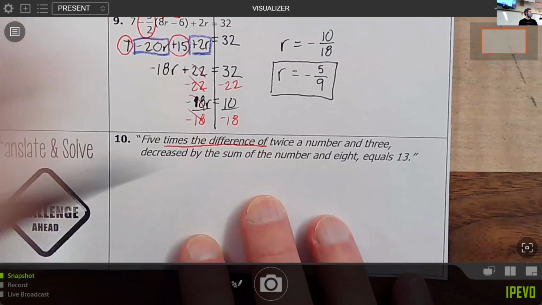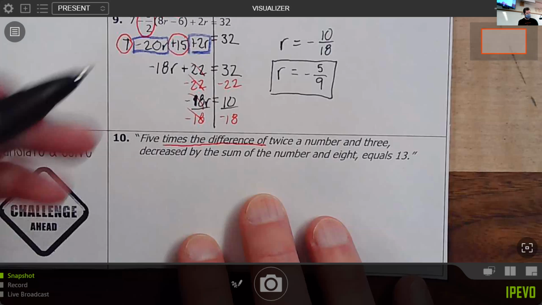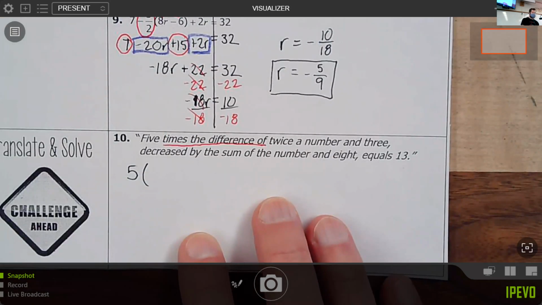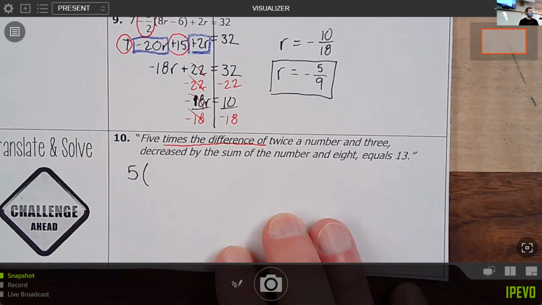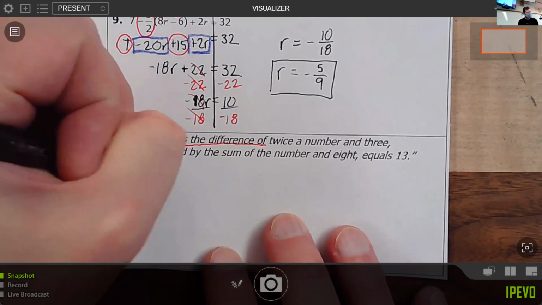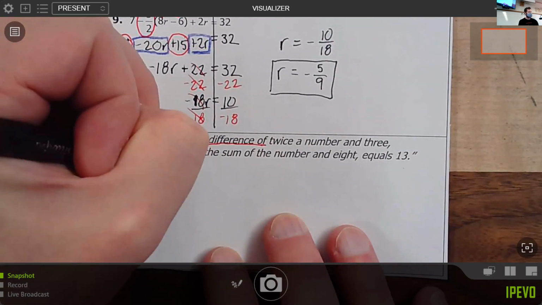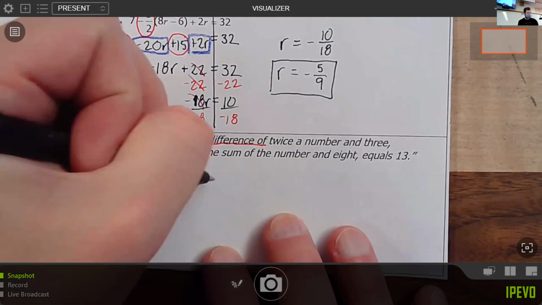That means parentheses. So we're going to do 5 times the difference of means we're going to open up a set of parentheses. What are we finding 5 times the difference of? Twice a number and 3. Twice a number means 2 times a number, or 2 times our variable, which we can call x. The difference of that and 3 means 2x minus 3 because difference means subtract. Decreased by means minus.